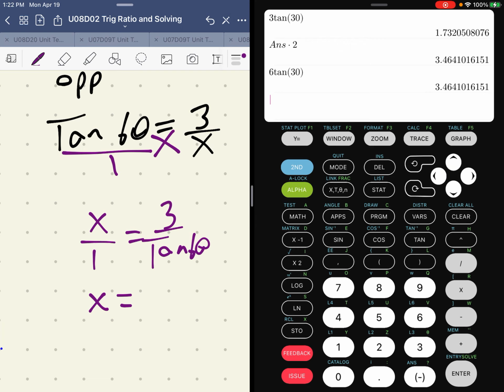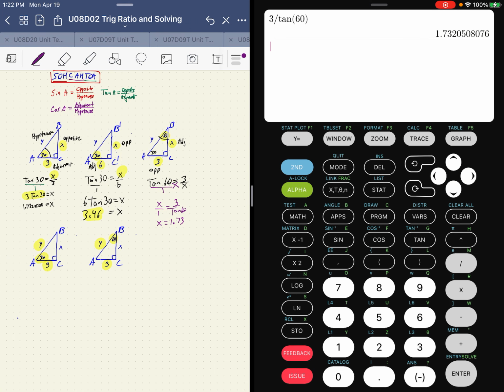All right, so we're going to write 3 divided by tangent of 60. And we get 1.73, which is the same exact answer we got when we did this using tangent of 30. We just had to lay out our fractions differently.